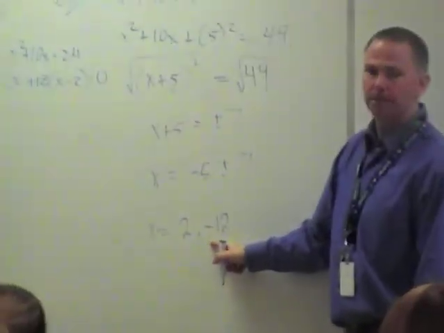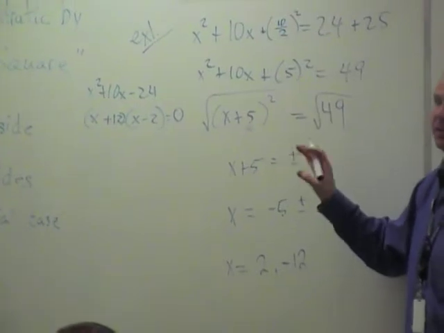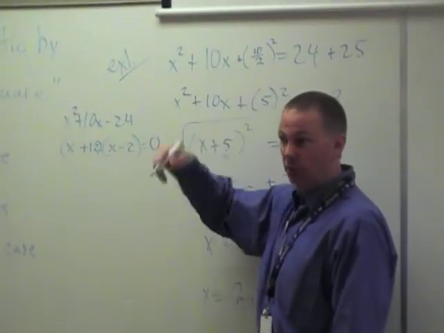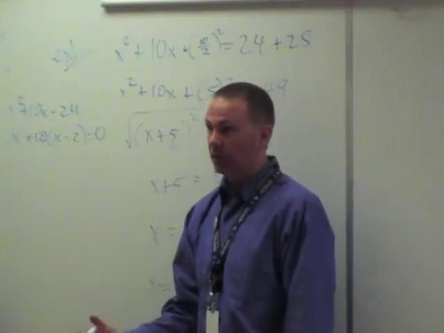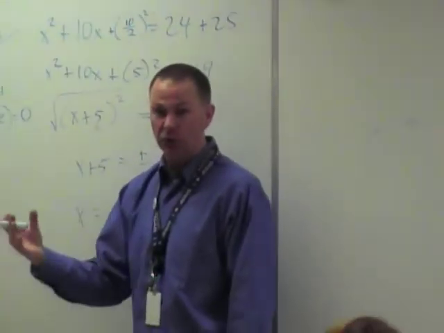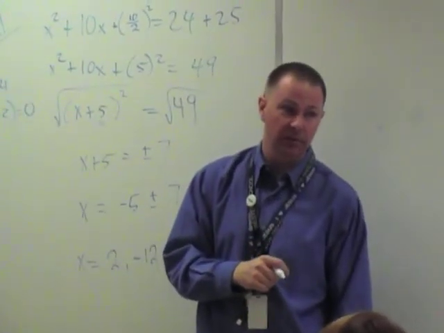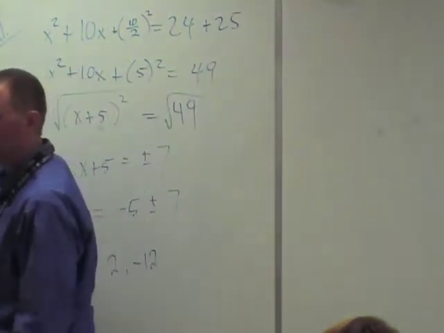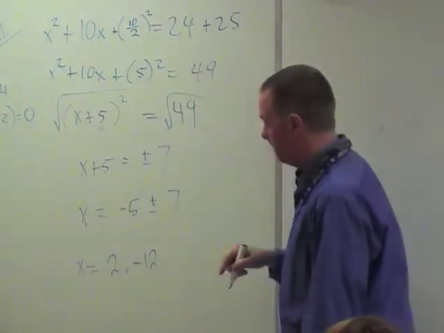That's pretty cool. Okay, so the point of completing the square is when it does not factor, you now have a tool to use to make it factor. You're completing the perfect square. That's why it's called completing the square. Yes?